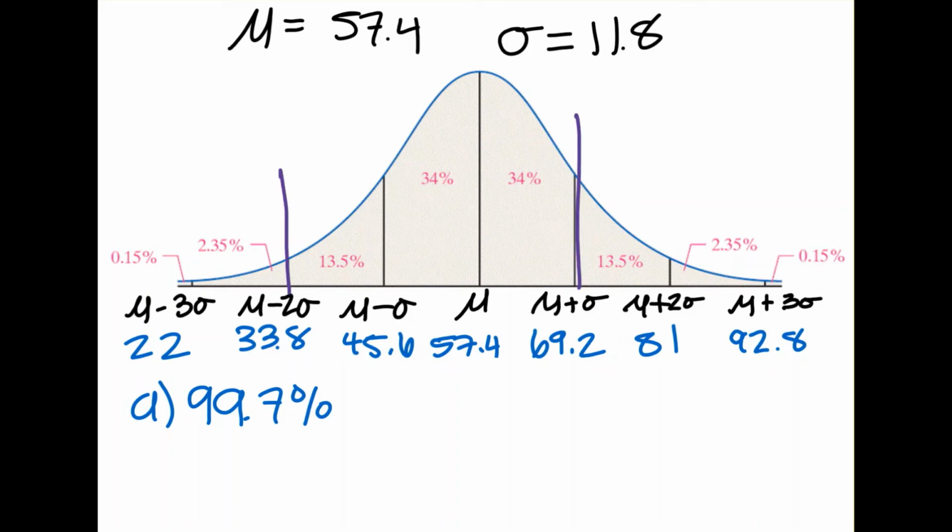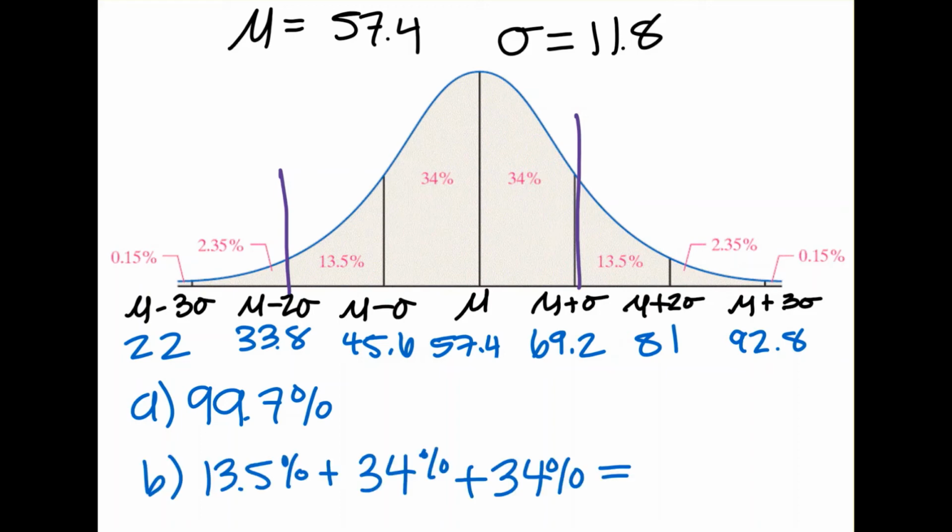So to find the percentage between these two values, we need to add up all of these percentages. So we add these percentages and we get 81.5%. So 81.5% of the patients have a serum HDL between 33.8 and 69.2.